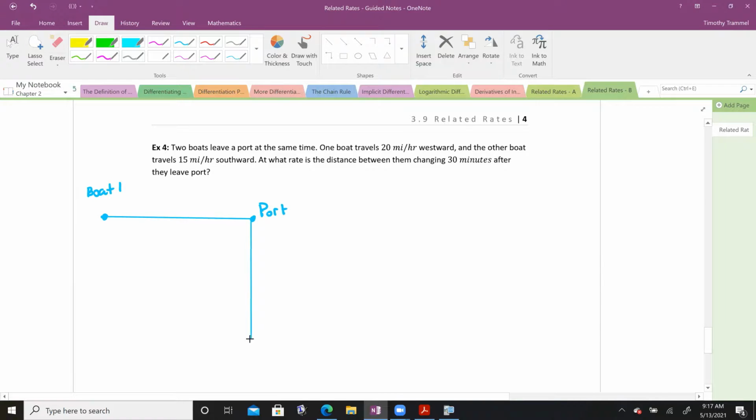And so note, if one's traveling west and one's traveling south, we actually have a 90-degree angle here. And in fact, we have a triangle.